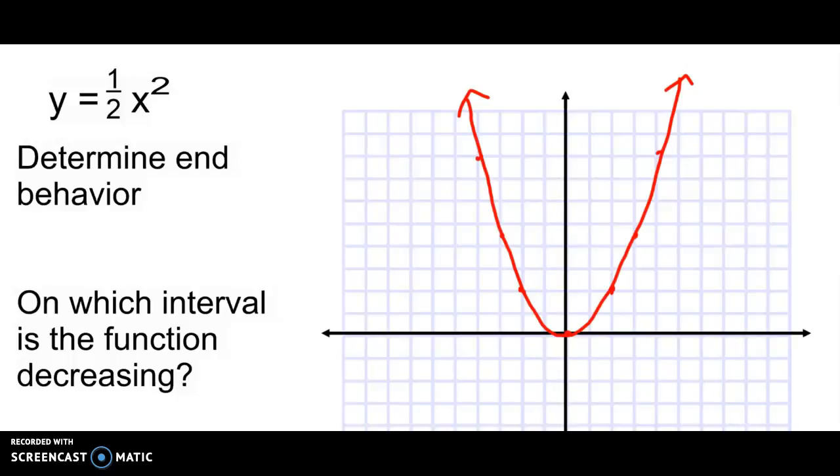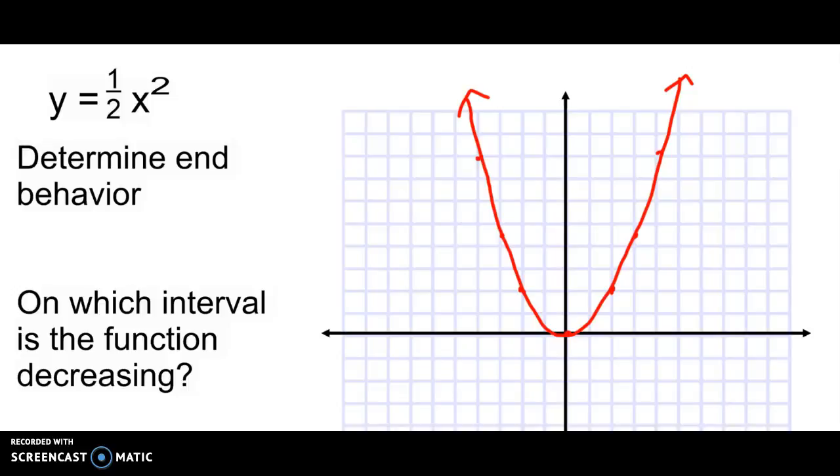Okay, so this is the graph of y equals 1/2 x squared. So it's very important to plot the points because we need to find certain things. Okay, I'm sorry about the dog barking. Anyway, so we're going to determine the end behavior. So we are very familiar with that.